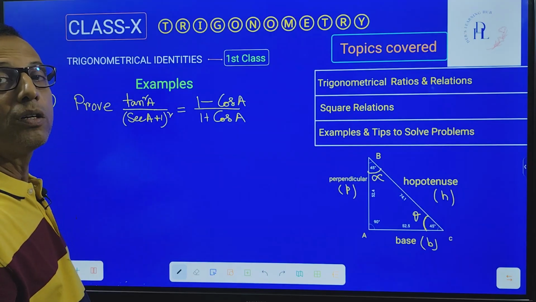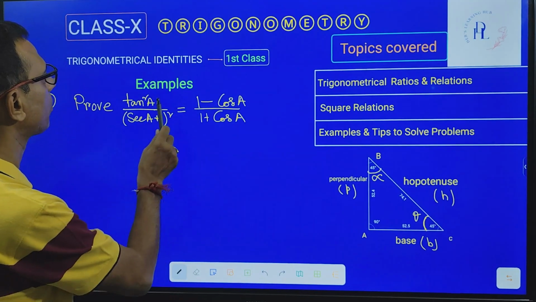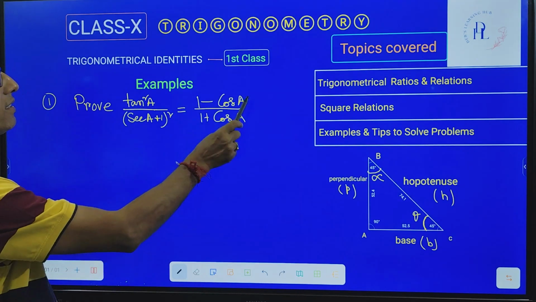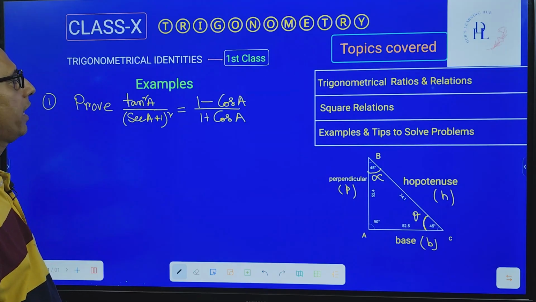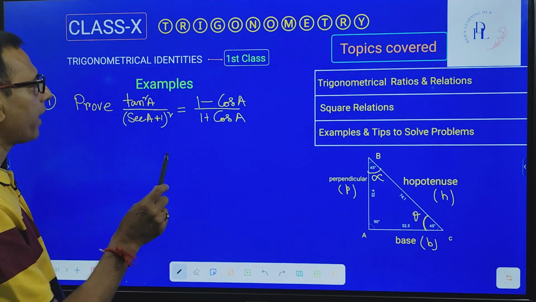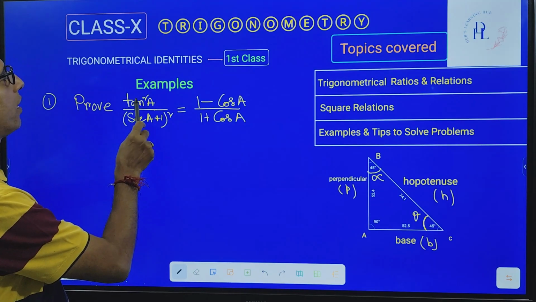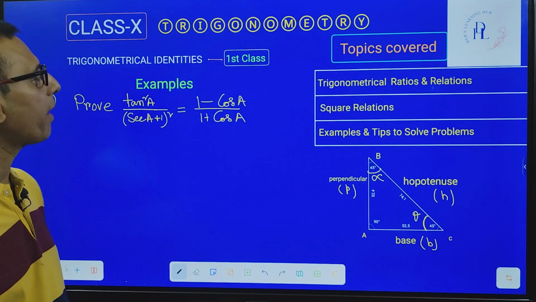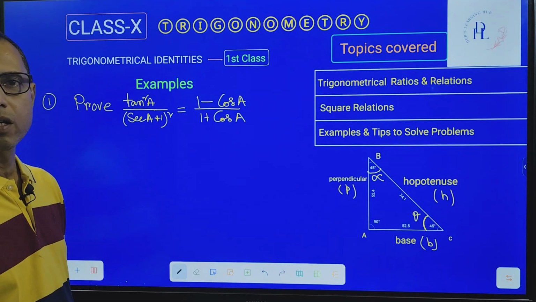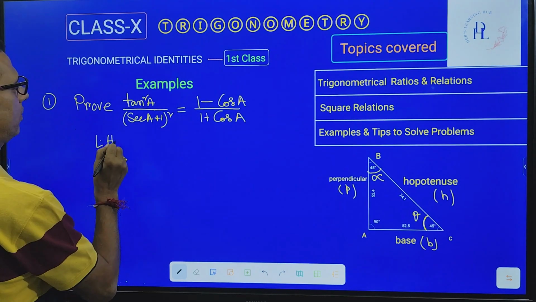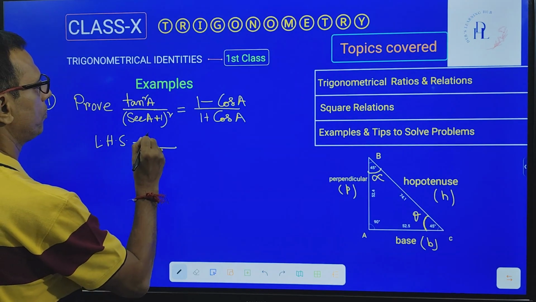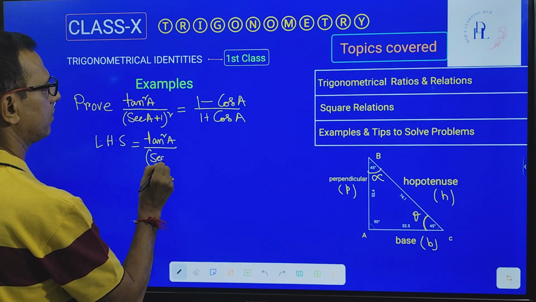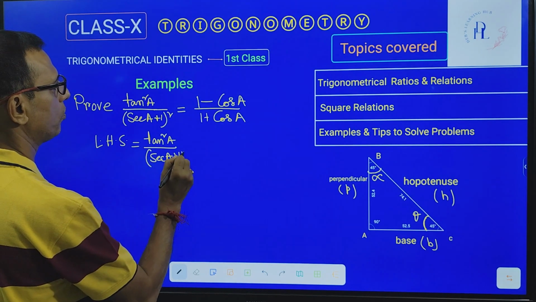Now how will we first think to resolve this problem? So tan square A and sec A, this is what is given. But on this side it is cos A. So first of all, you can utilize the formula of sec A and tan A. From over there you can start. Left hand side equals tan square A by (sec A plus 1) whole square.